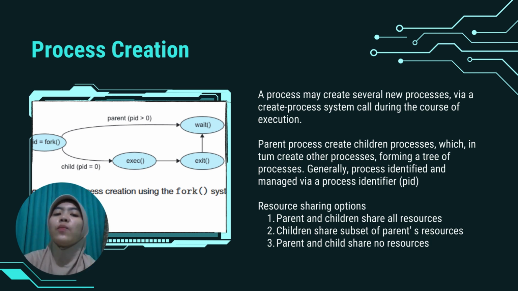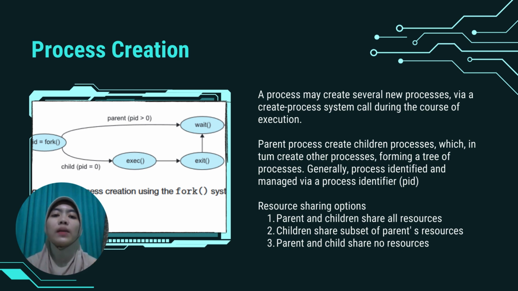A parent process can create several new processes during its execution using system calls. Each process created becomes a child process of the parent process, forming a hierarchy. A child process can further create its own children, leading to a tree-like structure of processes. The processes are identified by unique process identifiers, or PIDs, and resource sharing between parent and child processes can be managed in various ways.